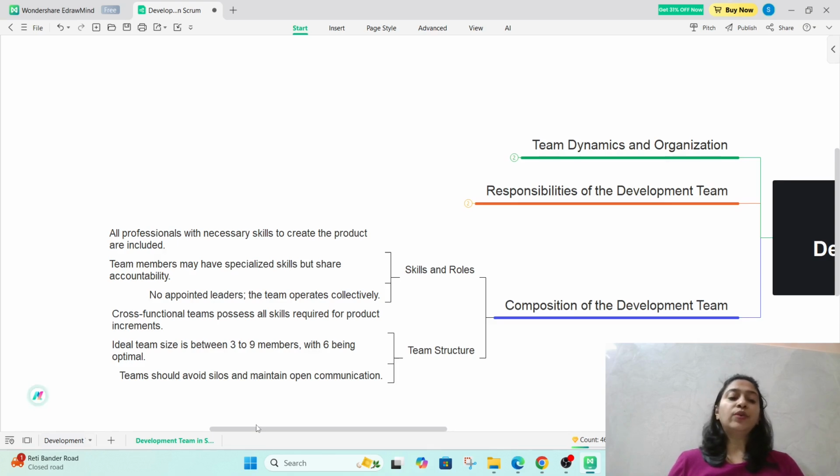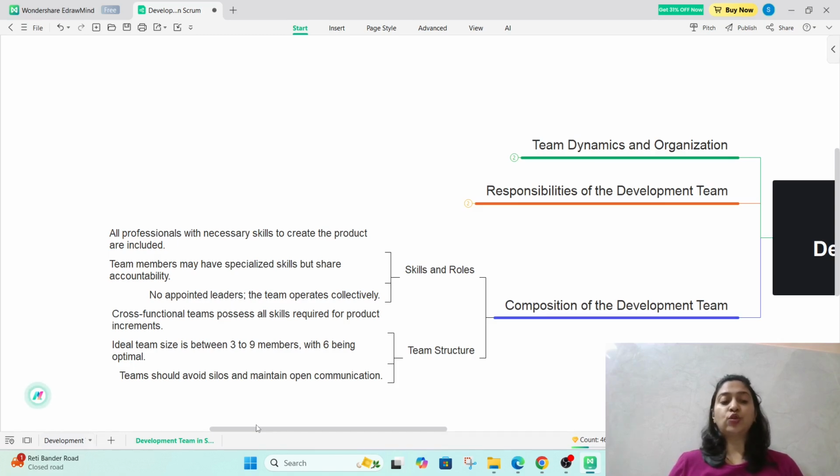The team members have specialized skills but share accountability. There are no appointed leaders among them, because we have only one servant leader, the Scrum Master. So there are no other appointed leaders in the team, which operates directly and collectively. Cross-functional teams possess all the skills required for product increments.